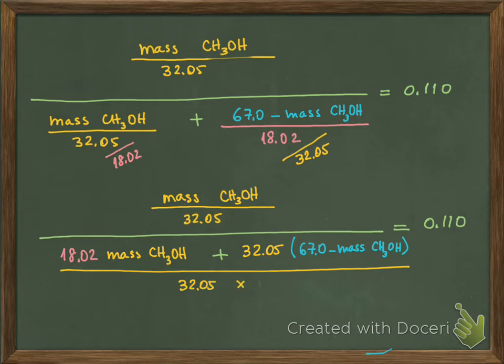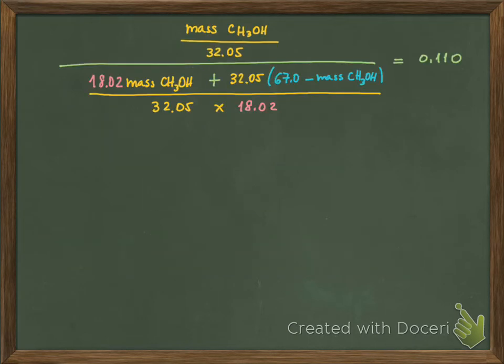32.05 times 18.02. At this point in the algebraic manipulation, we have to recognize that we have a division of fractions. A over B divided by C over D. And every time we have a division of fractions, we can simplify this by maintaining the first fraction in the numerator, A over B, and multiplying by the inverse of the other. And that's exactly what I'm going to do.